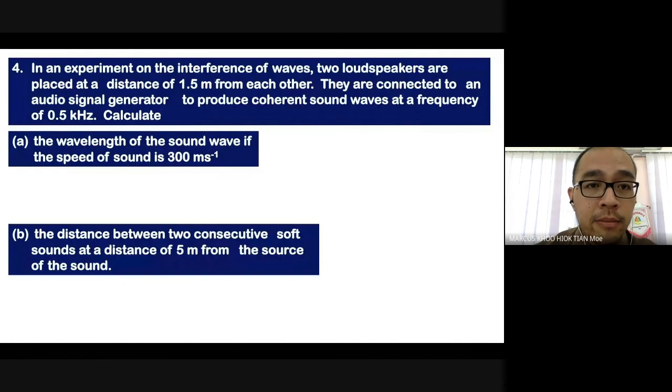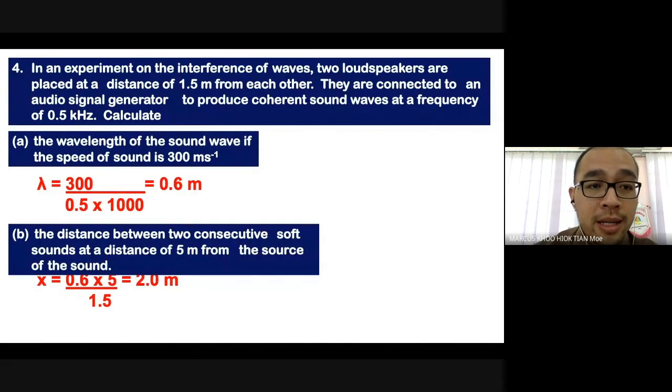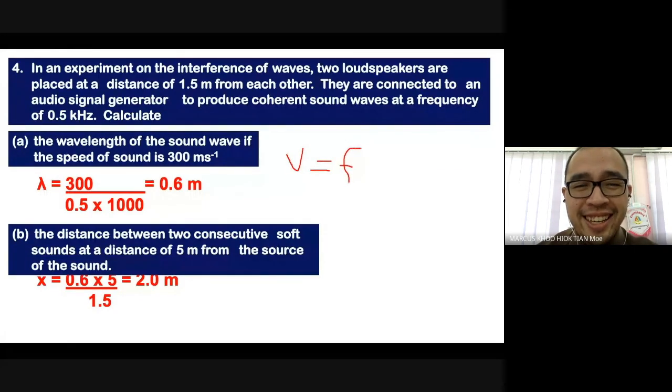Secondly, number 4, this formula comes from the original wave formula that we learned. V equals f lambda. Velocity of the wave equals frequency times lambda. So you find lambda by velocity, 300 meters per second, divided by frequency. Frequency is 0.5, but this one is kilohertz, so we have to multiply by 1000 to change it to hertz. Then you get 0.6 meters. And then you use the interference formula again to get 2 meters.